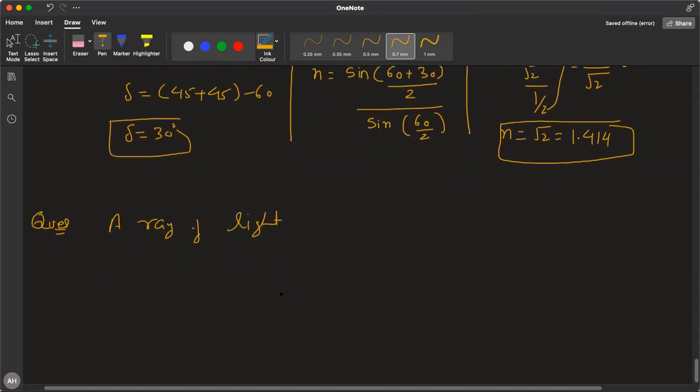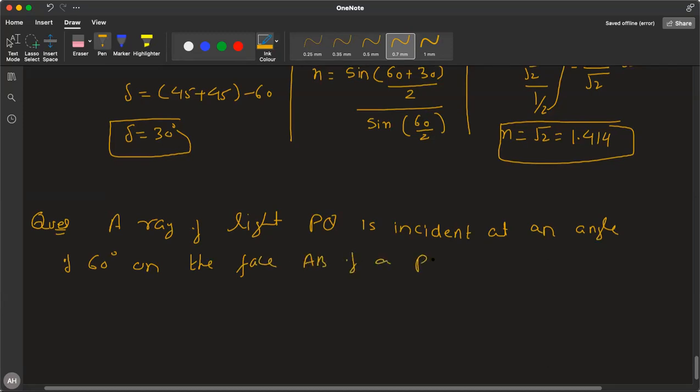A ray of light PQ is incident at an angle of 60 degrees on the face AB of a prism of angle 30 degrees, as shown. See, this is the angle of incidence. This is the angle of prism.